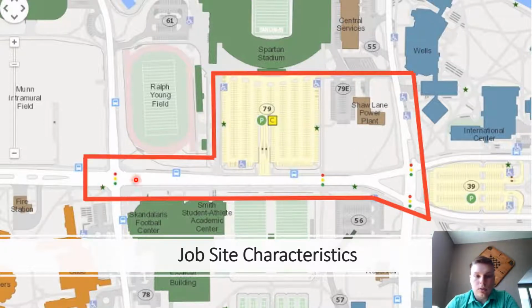For Phase 2, this is Shaw Lane. It runs east and west. This is the north branch of Shaw Lane that will be converted to pedestrian traffic. And this is the south branch of Shaw Lane that will be converted to two-way traffic. And then these are some of the intersections that we will have to address with the transportation group.